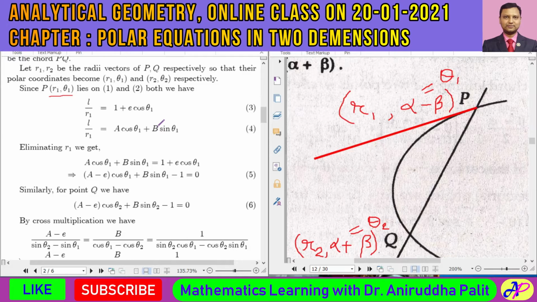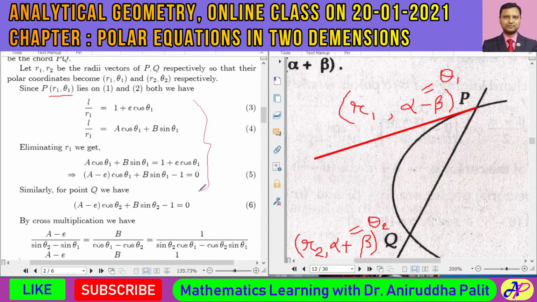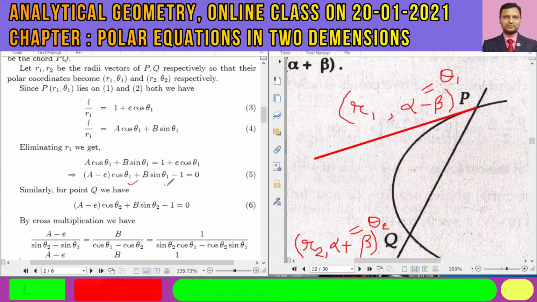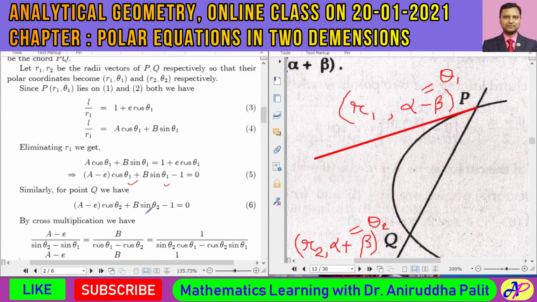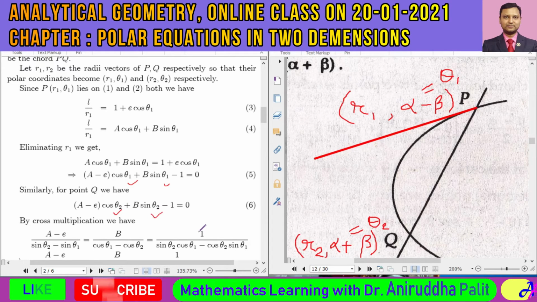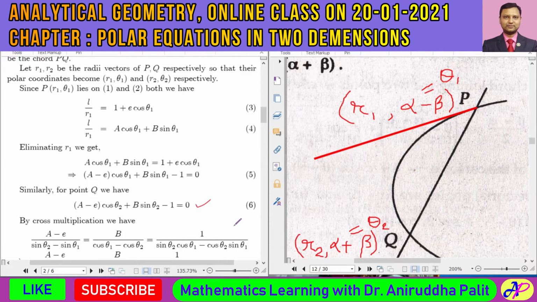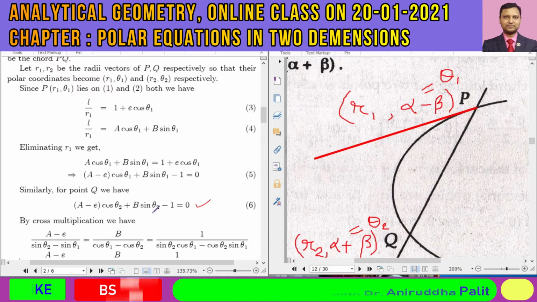Now similarly, we can perform similar steps, and after similar steps we will get a similar equation, just in place of the index 1, theta 1 etc., we would get another index 2, theta 2. Got it? So after similar computation we get this equation number 6. Just in place of theta 1 we have theta 2.